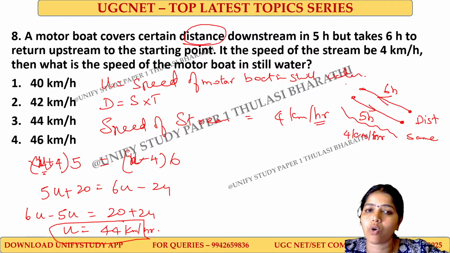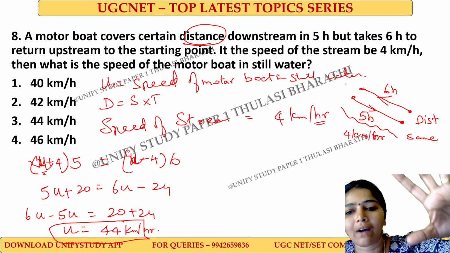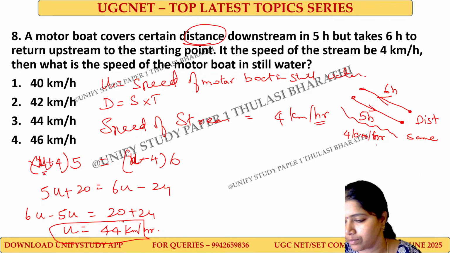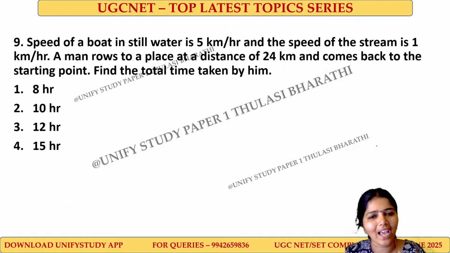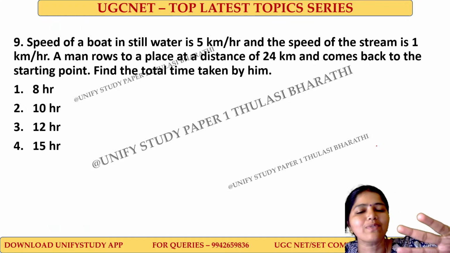The motor boat has to go at a speed of 40 km per hour along with the stream speed. Very good. Super. Very good. Right. Again an easy question. This problem is of 3 lines only.